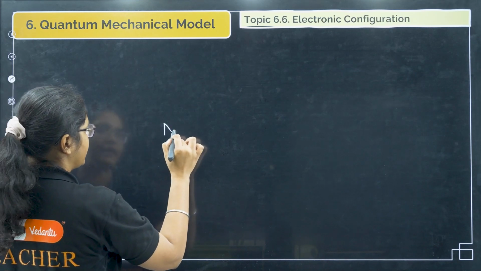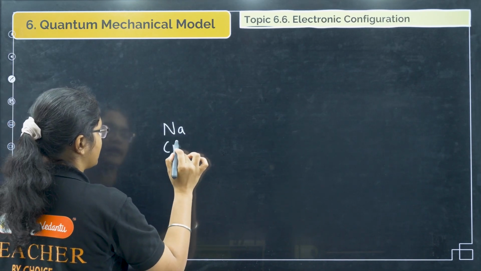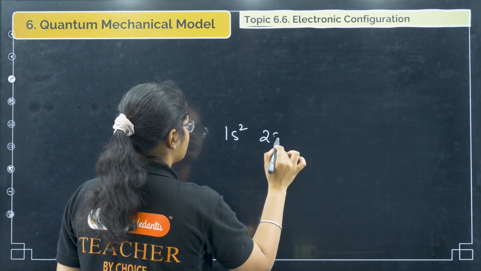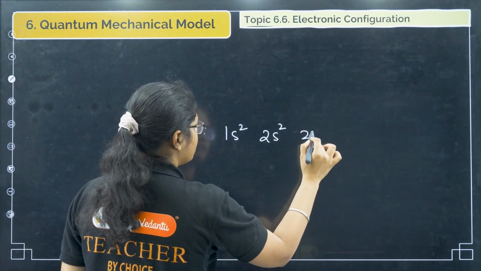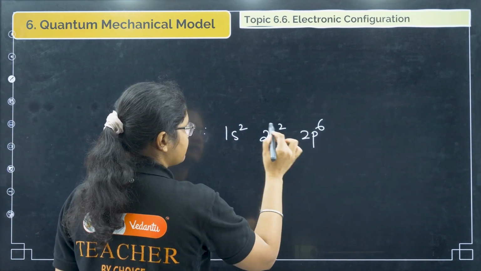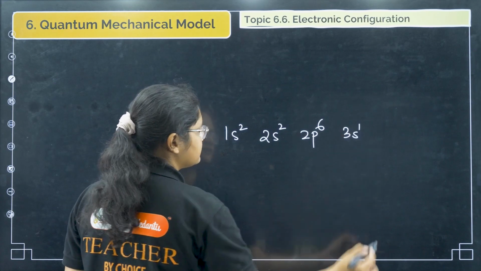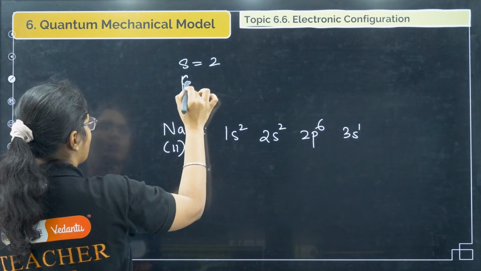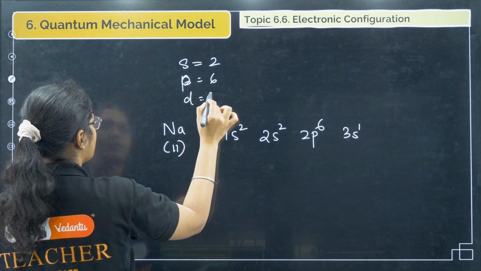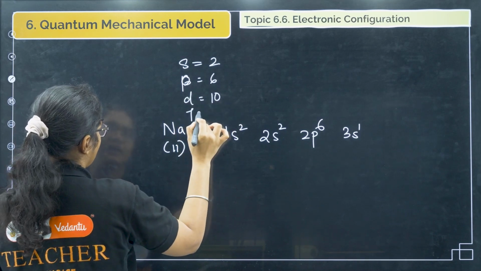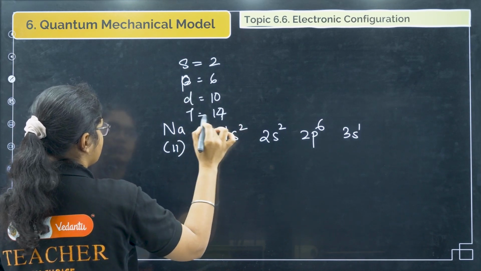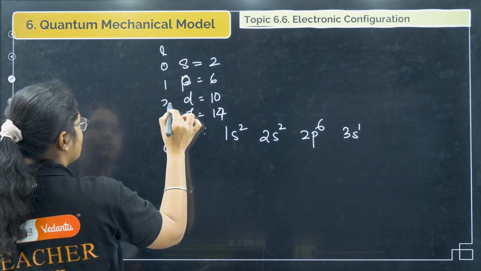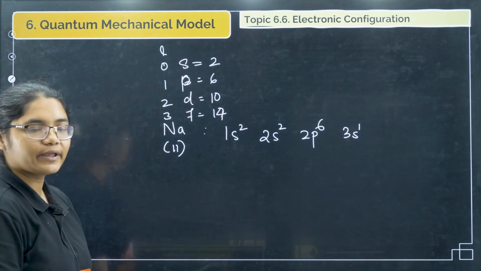For example, I want to write the sodium electronic configuration, whose atomic number is 11. So I have 1s2, 2s2, then 2p6, and then 3s1. Always remember, s can hold 2 electrons, p can hold 6 electrons, d can hold 10 electrons, and f can hold 14 electrons, okay. The l values are 0, 1, 2 and 3, okay.